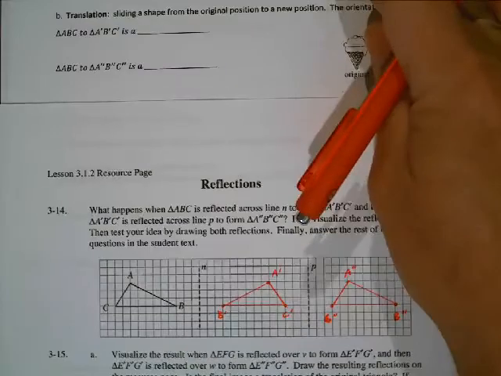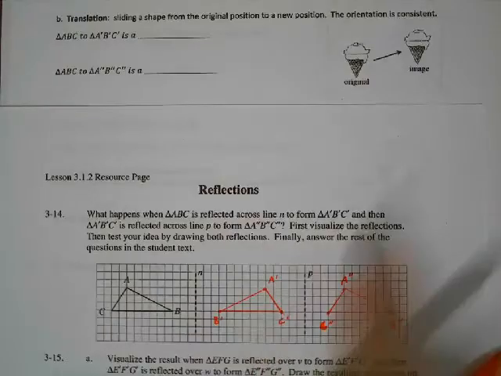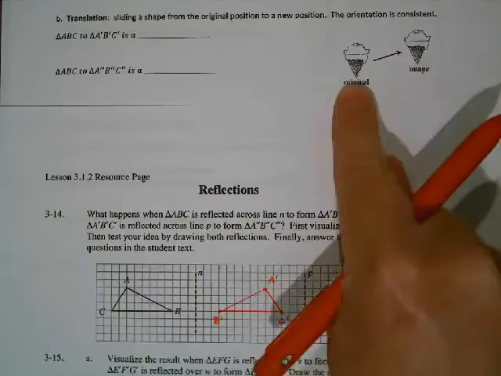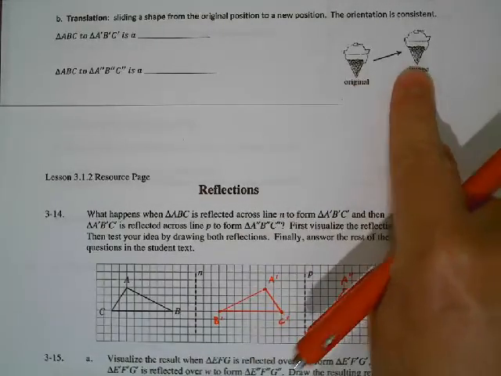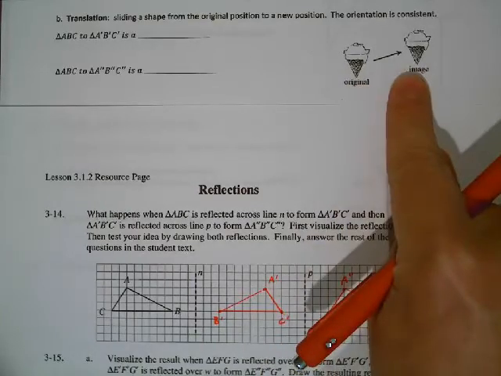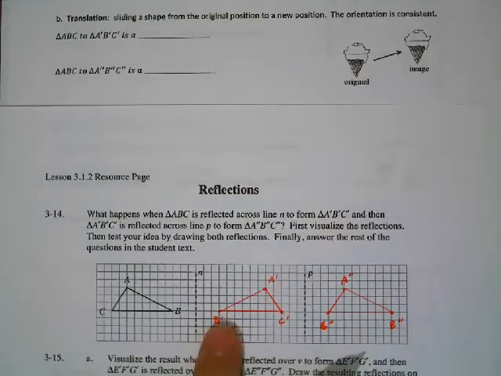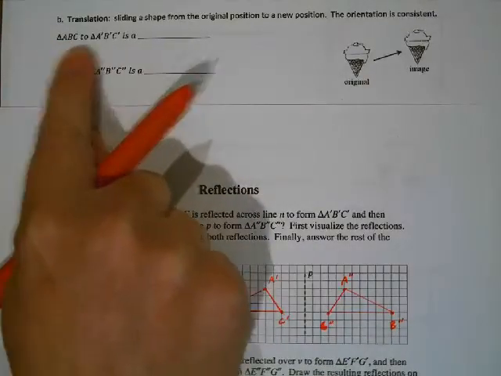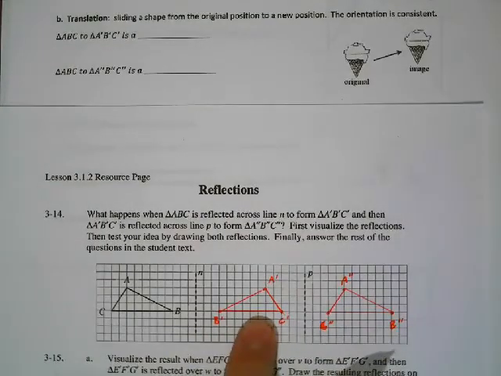If we take a shape and just slide it around, like this ice cream cone, we just slide it over here, and if it's facing the same direction, if its orientation is the same, then we call that a translation. We notice that with a reflection down here, the orientation is not the same. It's facing in a different direction. So ABC to A prime, B prime, C prime, this one to this one, that we call a reflection.